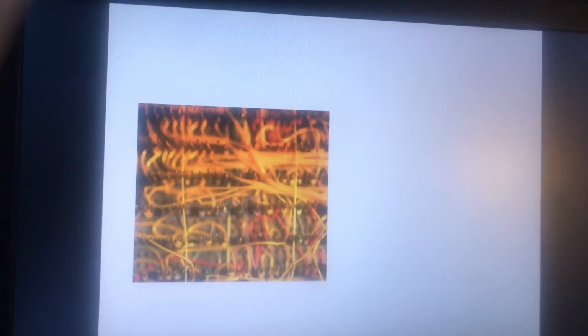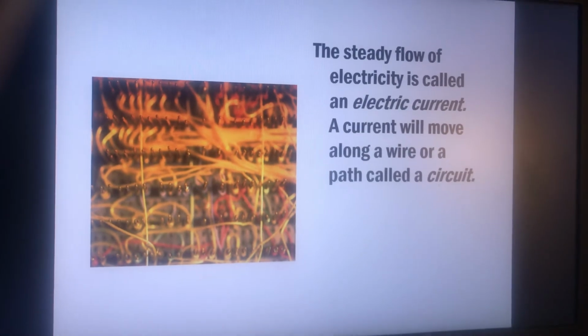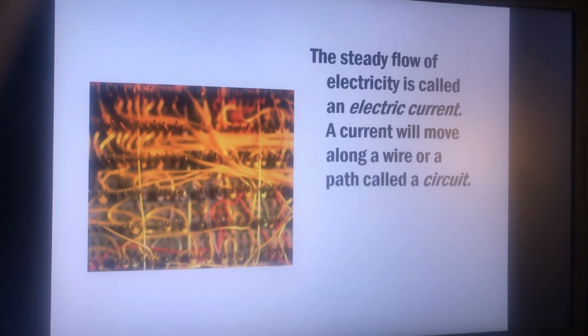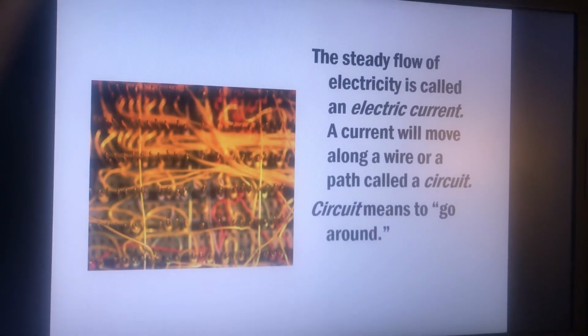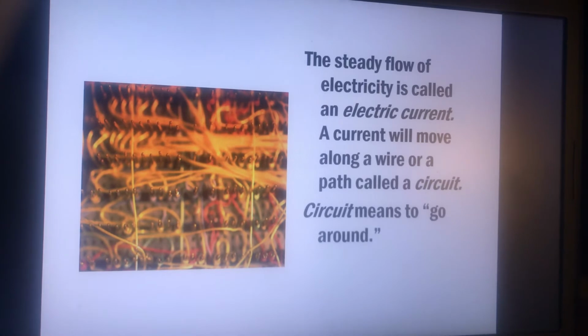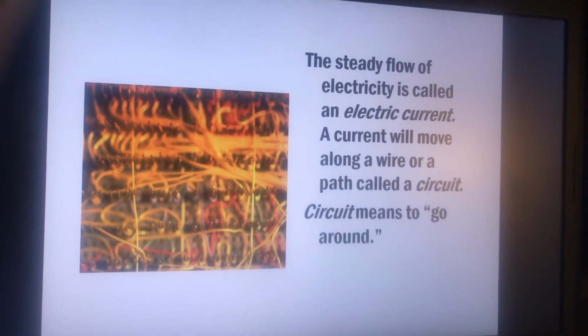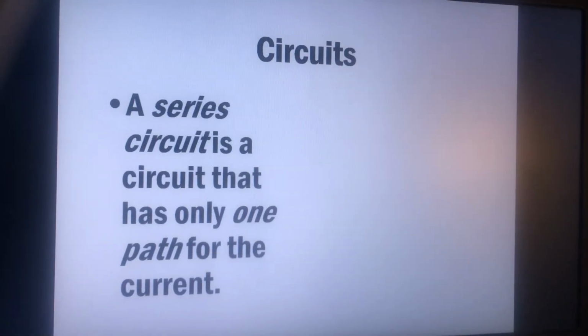So here is what? There's a steady flow of electricity called electric current. A current will move along a wire or a path called a circuit. And you've heard this before: a steady flow of electricity is called an electric current. A current will move along a wire or a path called a circuit. Circuit means to go around. We'll learn about different circuits.